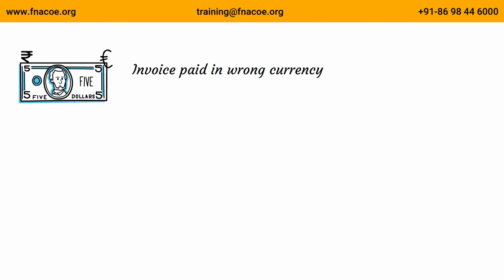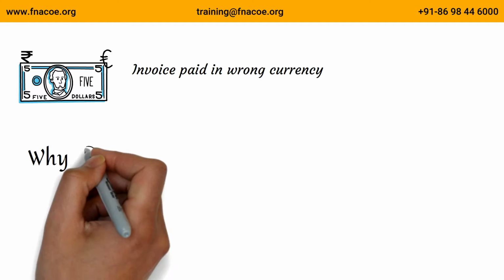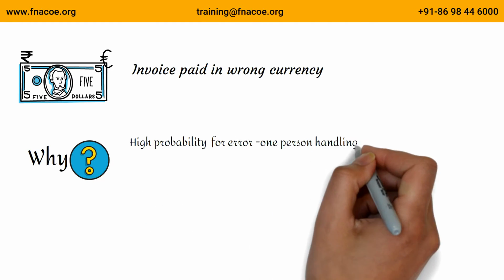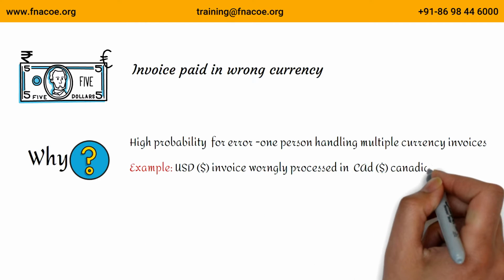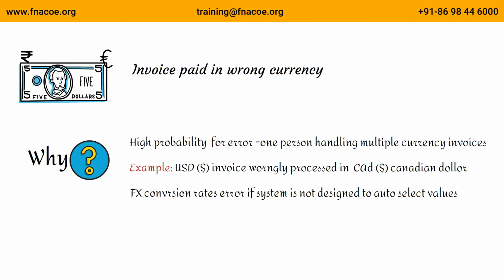Invoice paid in a wrong currency. Wrong currency payment happens in an organization or a shared service center that manages accounts payable of different geographies. Especially an accounts payable executive managing invoice processing for multiple geographies may punch an invoice into a different currency. Example, a US dollar invoice processed as Canadian dollar, leading to duplicate or an overpayment.